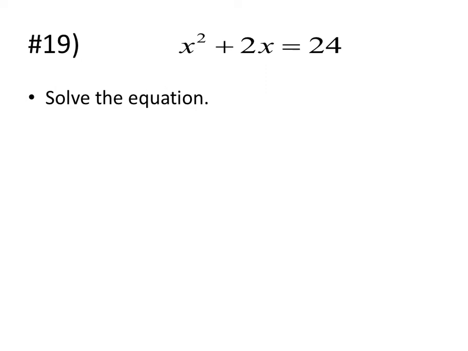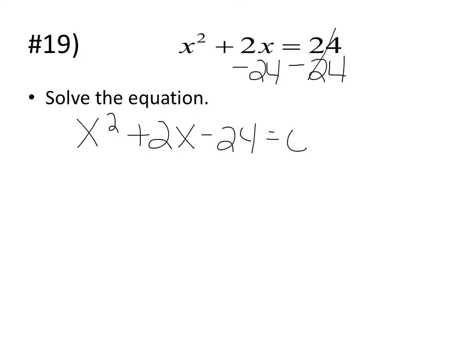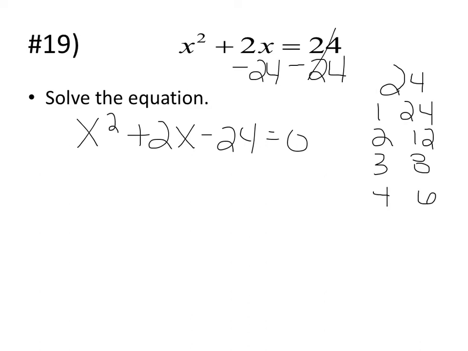Alright, in order to be able to solve these, you actually have to set one side equal to 0, so I'm going to subtract 24 from both sides, giving me x squared plus 2x minus 24 is equal to 0. Check for a GCF. There's nothing you can factor out of this, so go ahead and go through your typical steps of factoring. So you end up with 1 times 24, which is 24. List your factors of 24. Okay, and then you're going to find your factors of 24 that can give you 2. So no, no, no, yes.